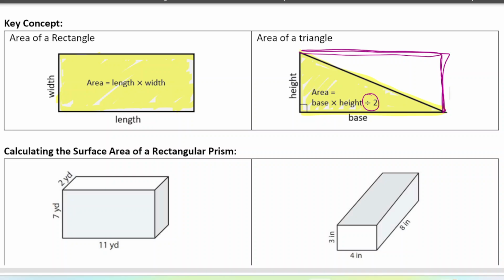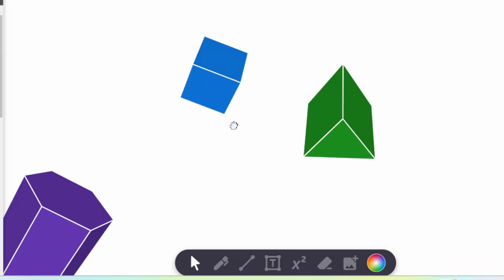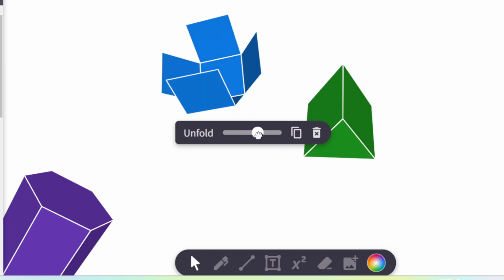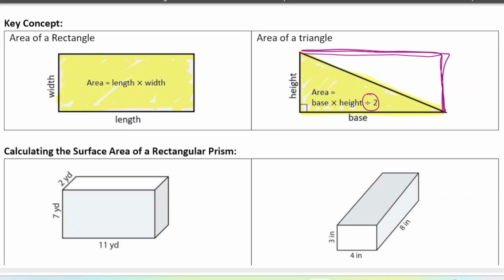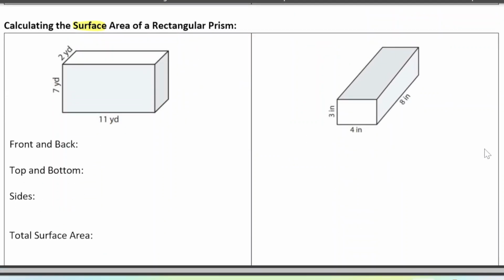So what I want to do first is just remind you what rectangular prisms look like when we unfold them. So when I unfold a rectangular prism, we see we have 6 sides to it. A front, back, 2 sides, a top, and a bottom. So when I do my calculations, what I'm doing is finding the area of all the surfaces. So all 6 sides, the front, the back, the top, the bottom, and then the left and the right side. So what I want to do is set up my equation or calculations in that order.